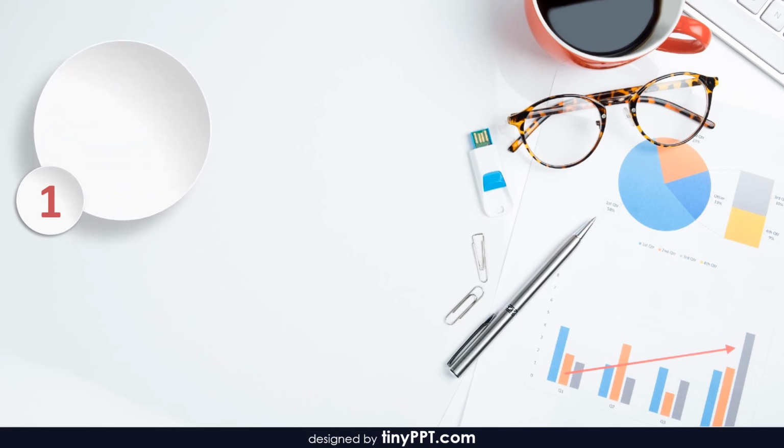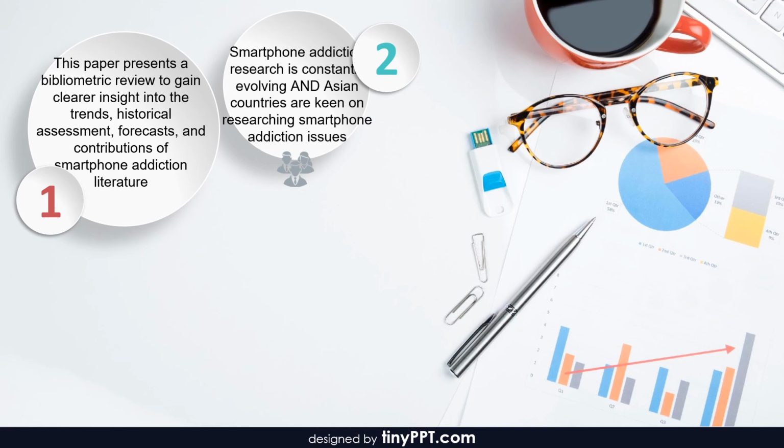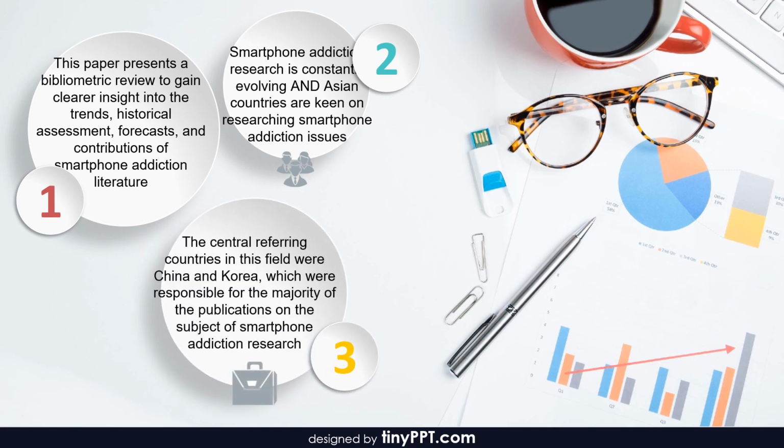As a conclusion, I wrap up into 4 main points. Number 1, this paper presents a bibliometric review to gain clearer insight into the trends, historical assessment, forecasts, and contribution to smartphone addiction literature. Second, smartphone addiction research seems to be constant and evolving, and we also found that Asian countries are keen on researching smartphone addiction issues. Number 3, the central referring countries in this field were China and Korea, which were responsible for the majority of the publications on smartphone addiction research.